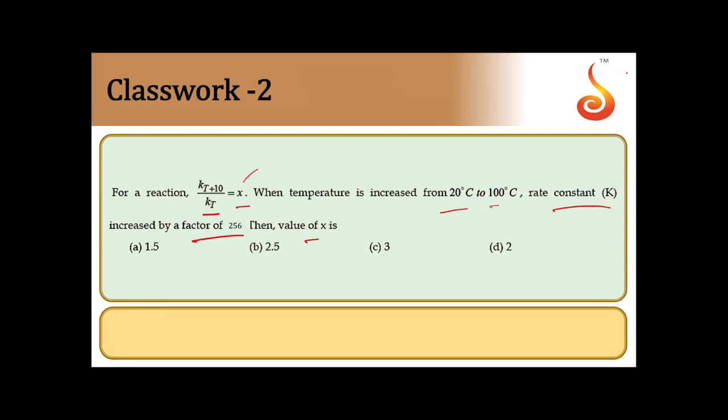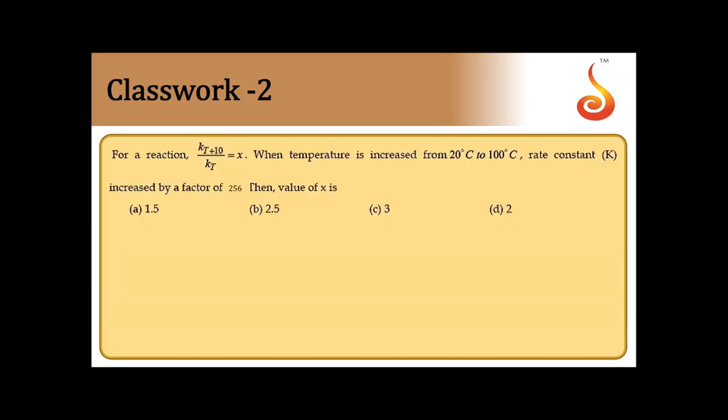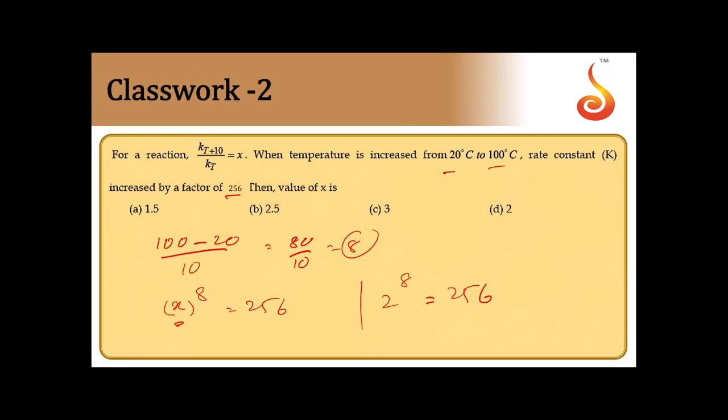We need to see how many tens are there from 20 to 100. So (100 minus 20) by 10 is equal to 80 by 10, which means 8. There are 8 tens from 20 to 100 degrees Celsius. Therefore, the rate should increase by x to the power of 8 times, and this value is given as 256. Then x to the power of 8 is 256, which is nothing but 2 to the power of 8. Therefore, x must be equal to 2. So the answer is option D.